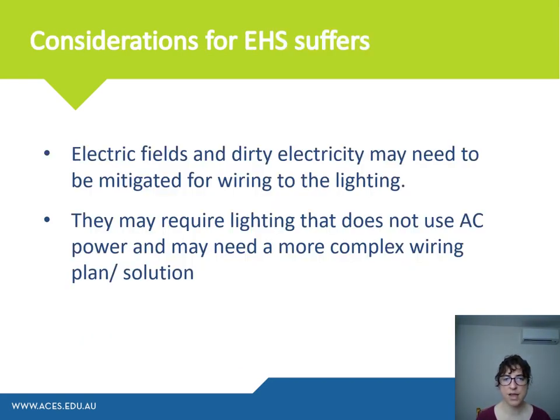So, considerations for EHS sufferers: they might need a bit more detail, because you are going to need to look at the electric fields as well as the dirty electricity from the wiring of the actual lighting. Some people might not be as affected by that, but people with EHS might really need to make sure that the lighting and the wiring for the lighting is as far away as possible. And you might need to consider that they might not be able to tolerate AC power lighting that's powered by alternating current. So they might need a more complex wiring plan or solution with DC options.